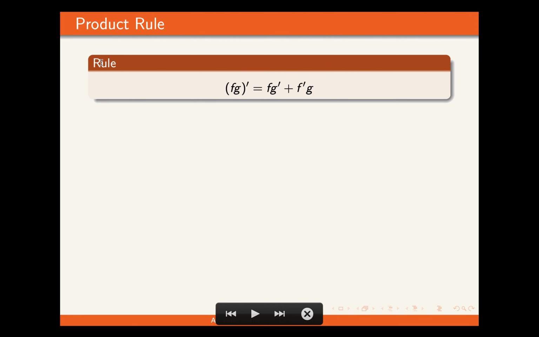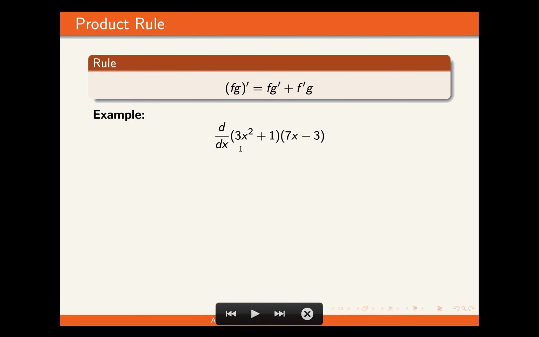The product rule says that if we need to find the derivative of two functions, let's say f and g, then the derivative of the product of these two functions f and g will be f as it is multiplied by the derivative of g, plus the derivative of f times the g function as it is. Let's see one example.